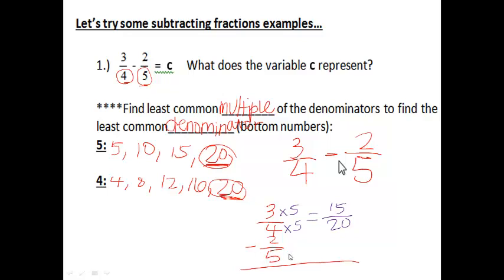So how would I get from 5 to 20? Well, let's multiply this times 4. Very good. So 2 times 4 gives me 8 over 20.